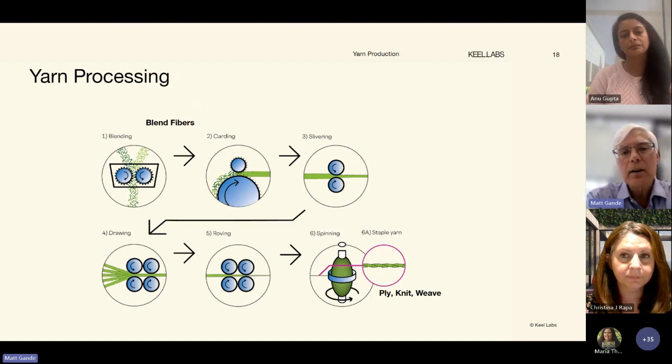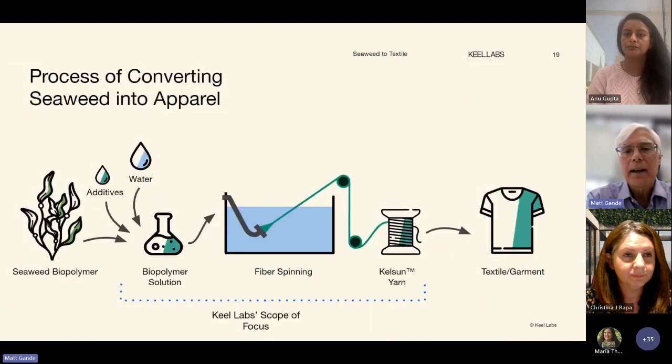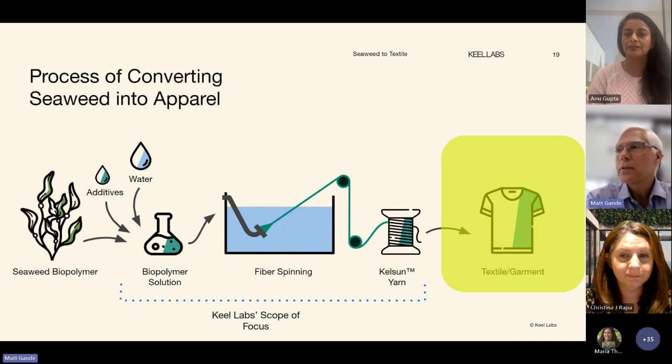Once it's blended, we can card it, and then through the standard ring spinning process, form the sliver, draw that down, make roving, and then ring spin into a final spun yarn. And again, we can make various weights of yarn with this, and at this point, in theory, this is the end of the Kelsen part of the process, and now we go from the yarn that we've made onto final garments and products and textiles. So I'll let Anu take over from here on that part.